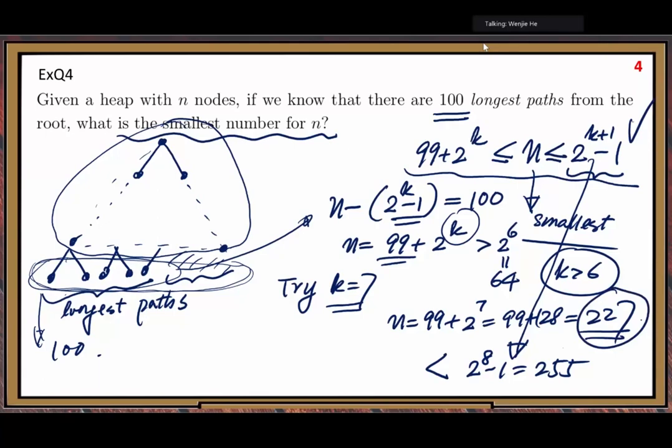Because when we try k equals 7, the condition is satisfied. And the smallest possible k corresponds to the smallest possible n. So 227 is the smallest possible n. That's the answer. All right, that's it.